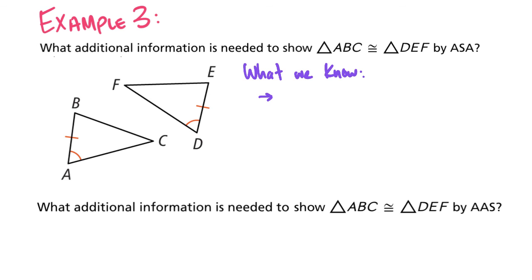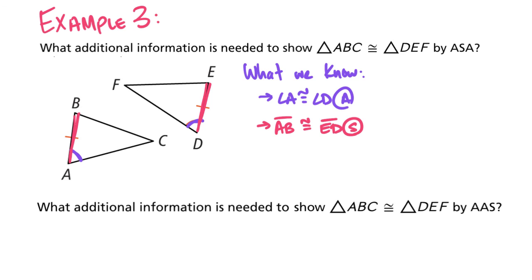Well, I know that angle A is congruent to angle D, which would be a pair of angles. Let's go ahead and color code those. And then I also know that segment AB is congruent to segment ED, or DE, and that would be a pair of sides. So I got this side congruent to this side. So if I just look at those letters there, I'm missing an angle for ASA, right? Because I have an A and an S, so I'm missing another angle.